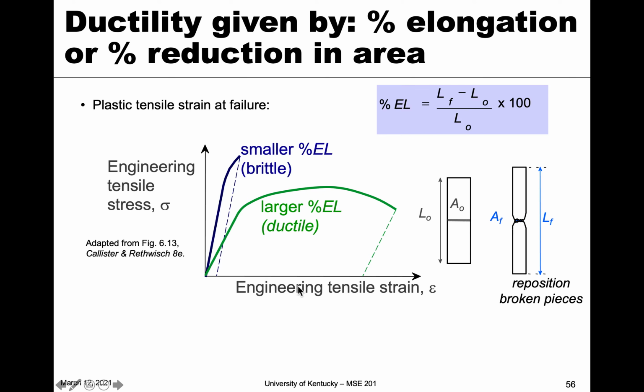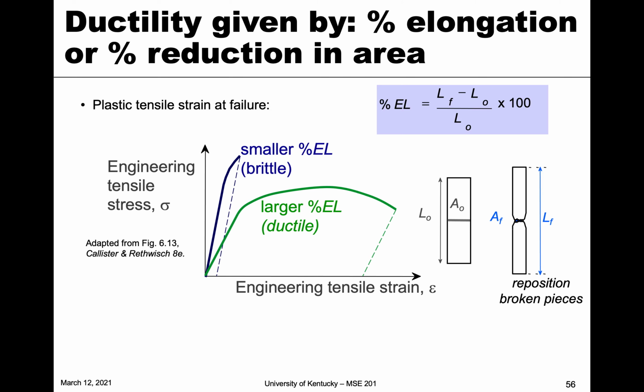So again, a material like the green one here is very ductile because it has a higher percent elongation than the more brittle material that has a smaller strain at failure. Again, it uses the original length before the test, and then the final length of the material after it breaks. So that's how we calculate elongation. Percent elongation is the first measure of ductility, and that's the most straightforward way.